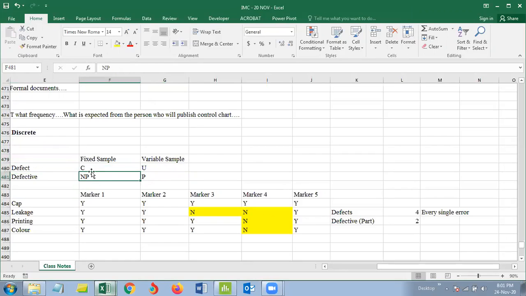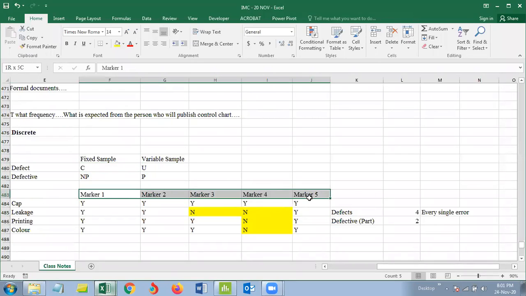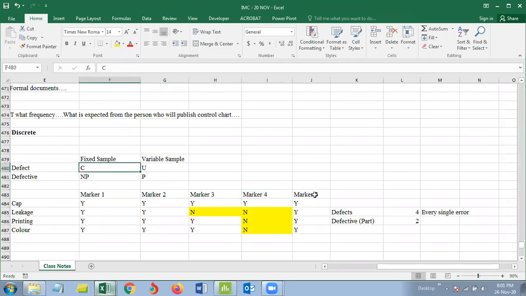You've got to decide which one you should be picking, a C chart or a U chart? Would you be picking an NP chart or P chart? That depends on how many samples you're picking. If you're picking a fixed number of samples every day, then you will pick a C chart for auditing. So if every day you pick 5 markers, then you have a fixed sample, and you're counting how many defects did I get? Then I'll make a C chart. But if some days you pick 5 markers, some days 10 markers, some days 8 markers, your sample is changing. You'll be using a U chart. If you're working on defectives, same fixed sample, then NP chart; variable sample, then P chart.